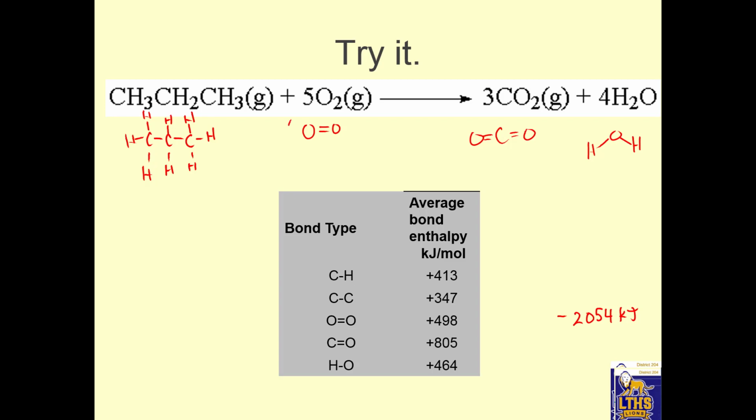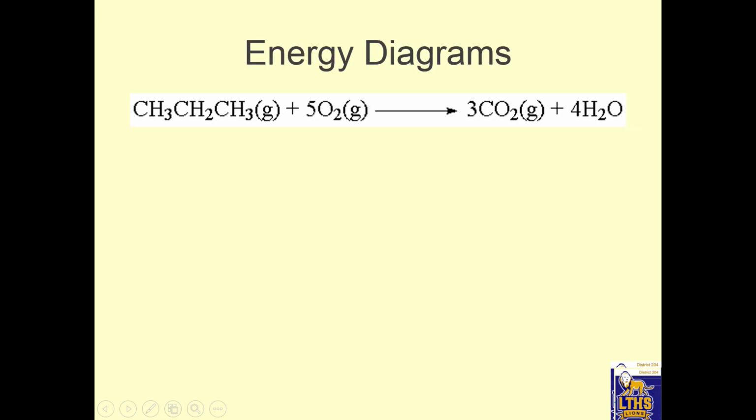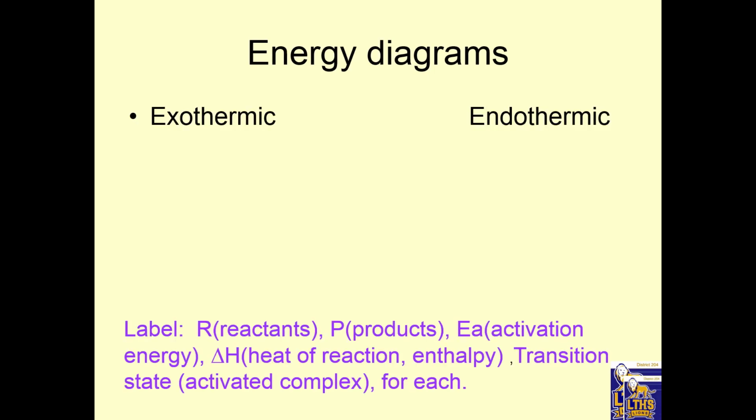So remember to multiply that by 5. There's 3 of those, and then there's 4 of those. Okay, so try it and see if you get this. That's what I got, but I could be wrong, so I want you to try and check. Okay, so then once you do that, you would draw an energy diagram for it.